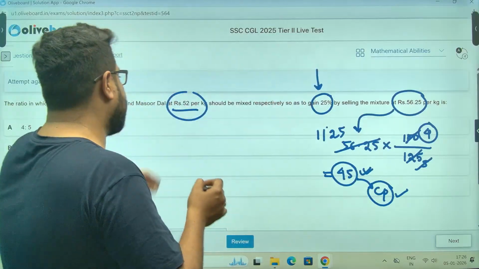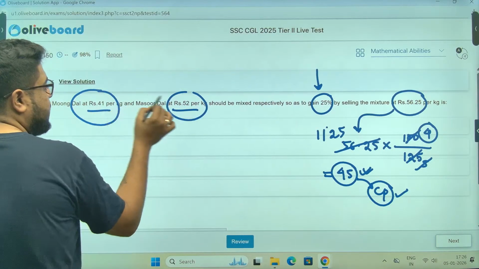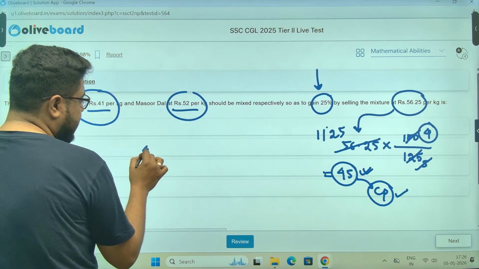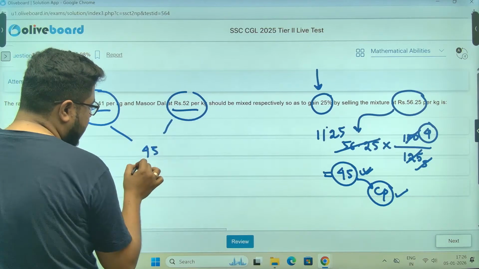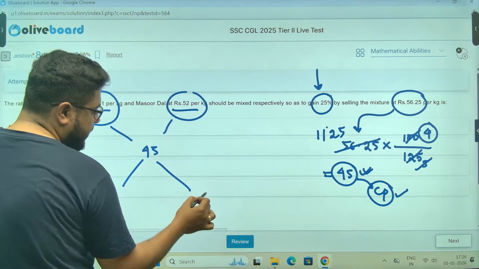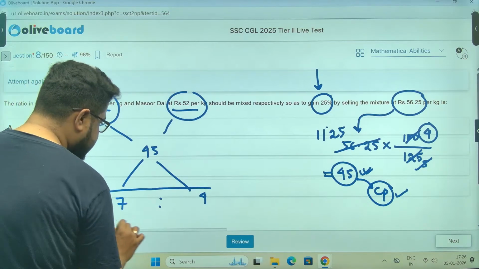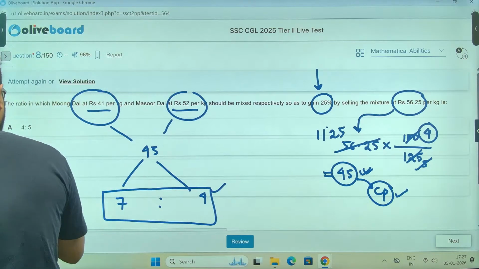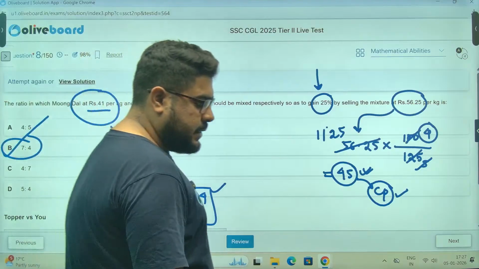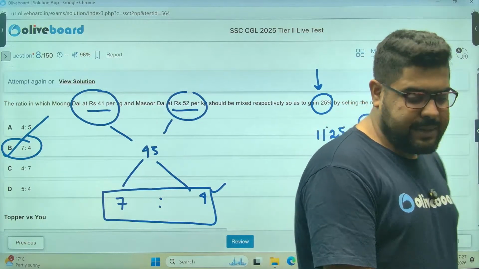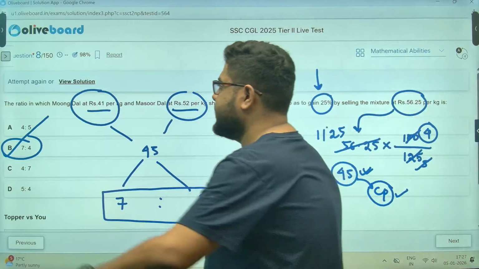So I can figure out the ratio using allegation. 41, 52 and the CP is this. Now we will just use allegation, sir. 41, 45, this is 4, this is, sir, 7. So the ratio must be 7:4, which is option number B, sir. Perfect, everyone.